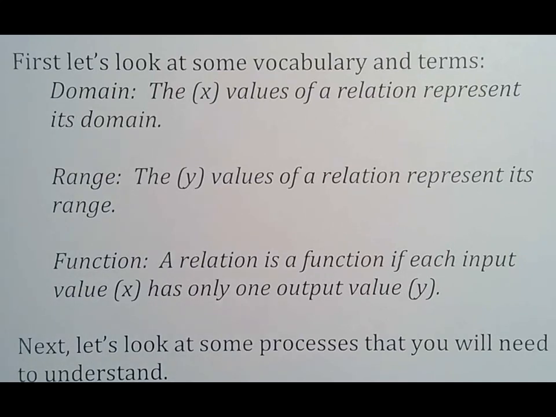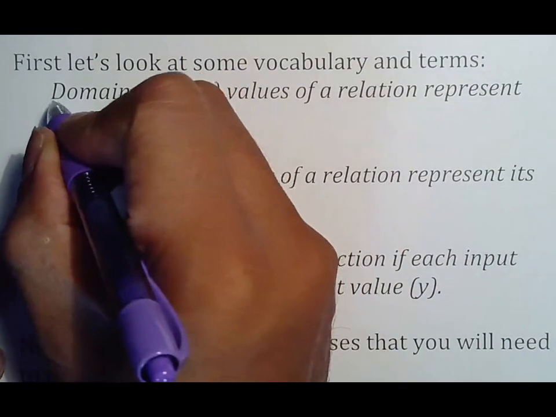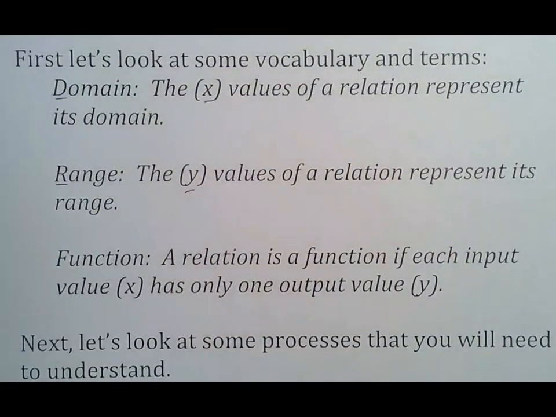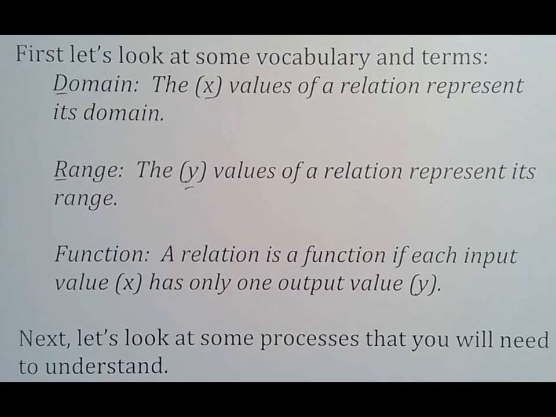First off, domain. You want to write at least a general idea for these, but the domain is the x values of a relation. The range is your y values of the relation. The easiest way for me to remember that is that d goes before r, just like x goes before y. But you do need to remember that domain is x and range is y. That is part of your test. That's part of everything that you need to know.